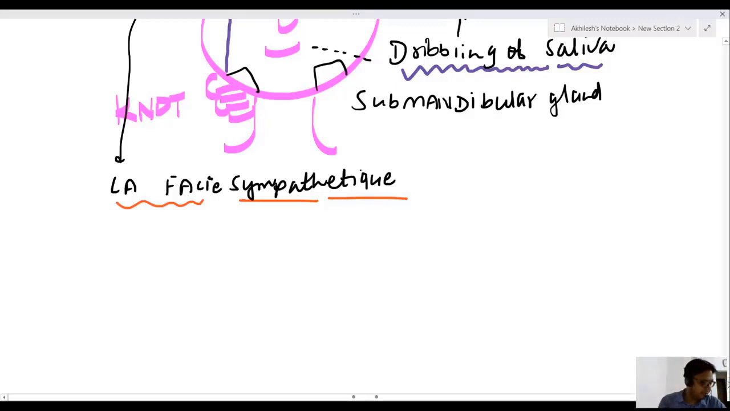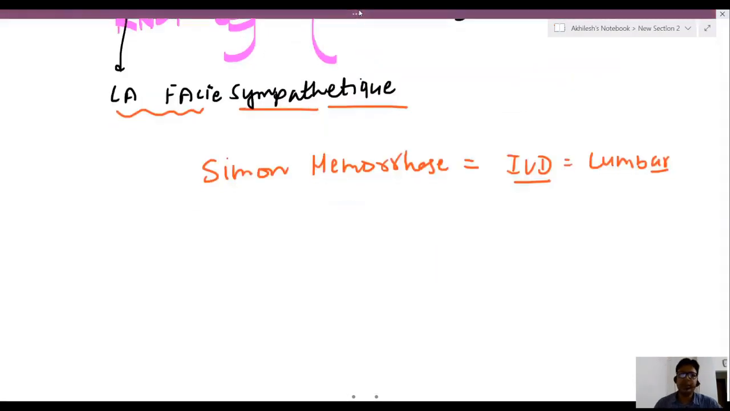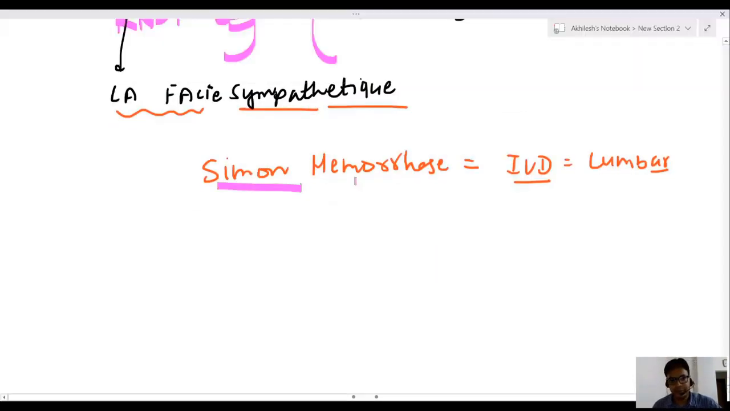Anyway, sir, we have seen some very important findings of hanging. In hanging, we can have Simon hemorrhage. Simon hemorrhage is hemorrhage in the intervertebral disc of the lumbar region.